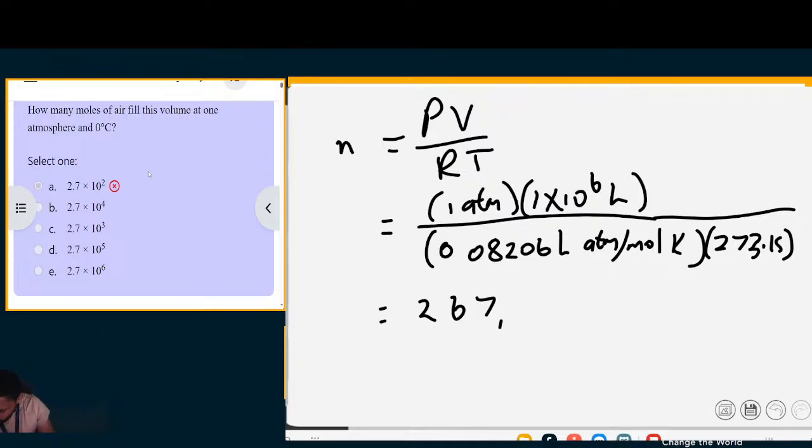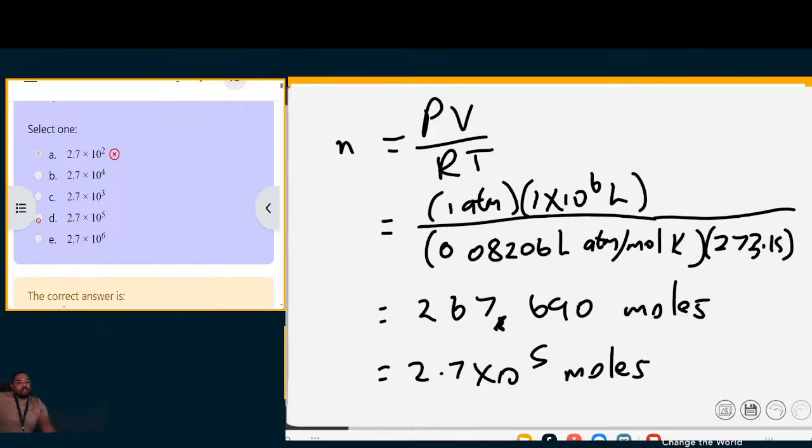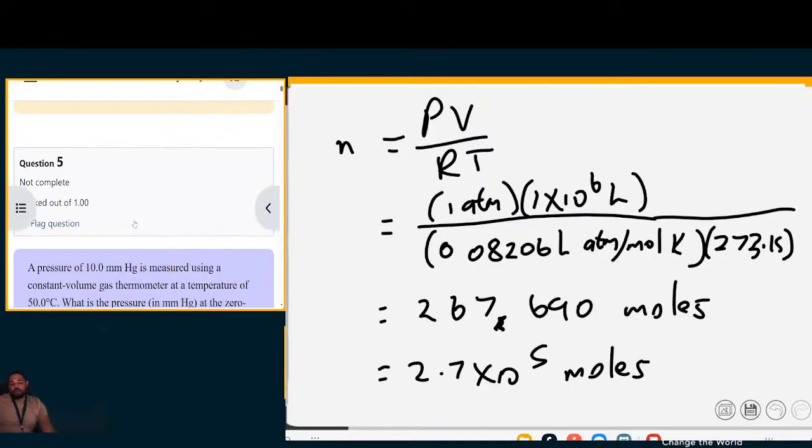So it's 2,700,690 moles. So if you rewrite this, this is why I never put commas in. Just leave it out. 1, 2, 3, 4, 5. So it's 2.7 times 10 to the 5 moles, which would make this one the correct one, number D. My mistake, therefore, for not being able to read my own handwriting.